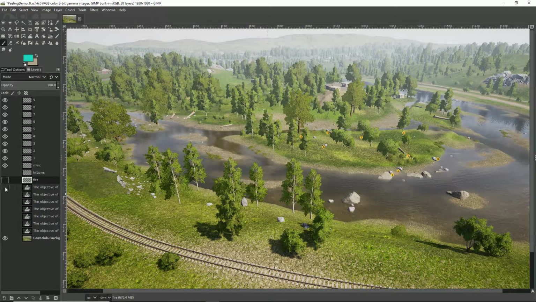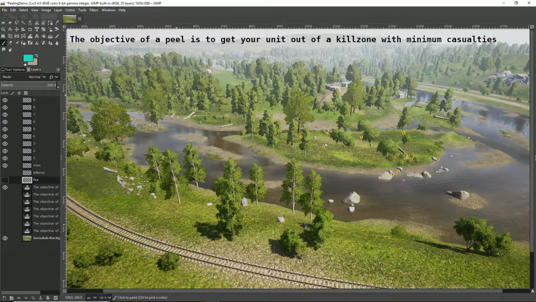For those who don't know peeling, I'm going to be putting out a more detailed video later, but for the moment, just understand that the objective of a peel is to get your unit out of a kill zone with minimum casualties. Basically, you're going to do a peel when, if you attempt to continue pushing towards contact, you're going to get cut up. And if you try to just outright retreat in any direction, you're going to take heavy casualties, usually when you're in an asymmetric position due to geography or enemy numbers.